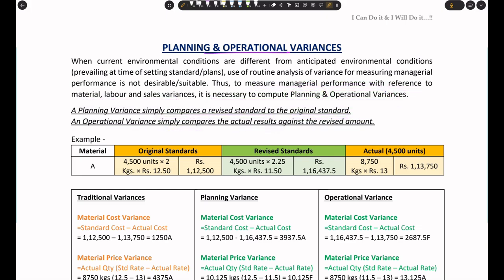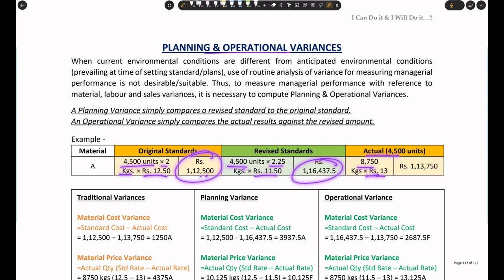Then an example is given with the original standard, revised standard and actual, like we calculated in the labor and material variances. First is the original standard, that is 4,500 units at 2 kgs requirement at 12.5 rupees, and the total cost comes to 112,500. The revised standard is 4,500 into 2.25 kgs into a cost of 11.5, which comes to 116,437.5.